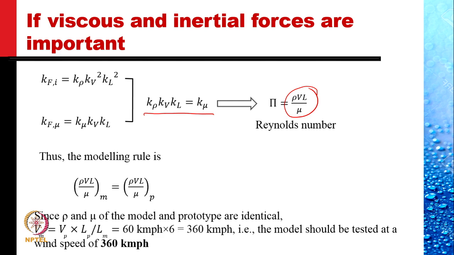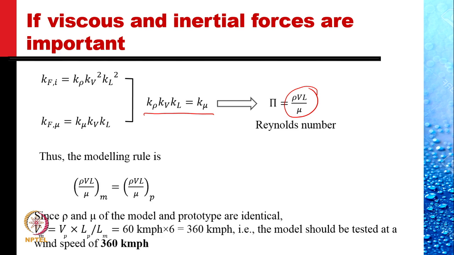It says the scale factor used is 6 for the length. This gives you a velocity of the model to be 360 kmph. That is, the model should be tested at a wind speed of 360 kmph, which is a higher speed. But there is something in the drag forces on objects that we will just look into that permits us to test at almost any speed.